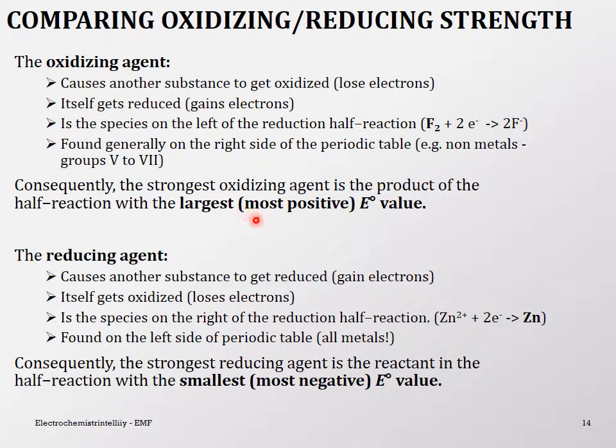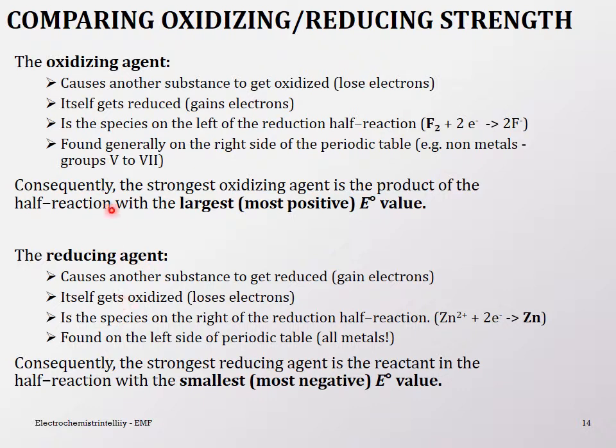The largest positive value, if you remember from the picture, here was the lithium on the top and here was the fluorine at the bottom, and fluorine had the highest positive value. So the oxidizing agent over here is the strongest oxidizing agent. That is what we call a strong oxidizing agent, which means as you're going above, the oxidizing strength is reducing.